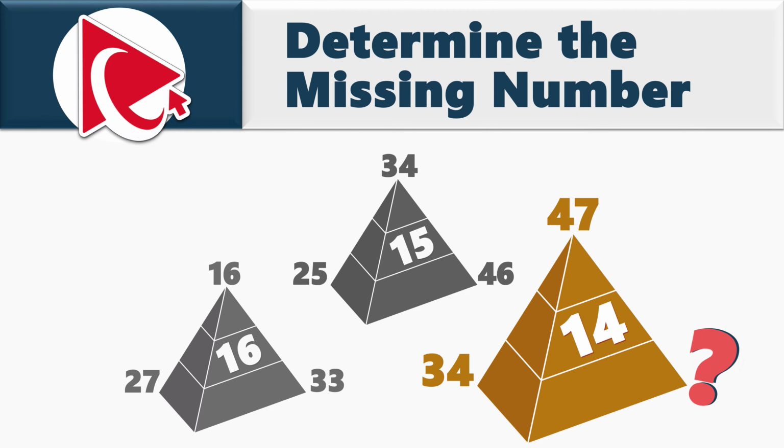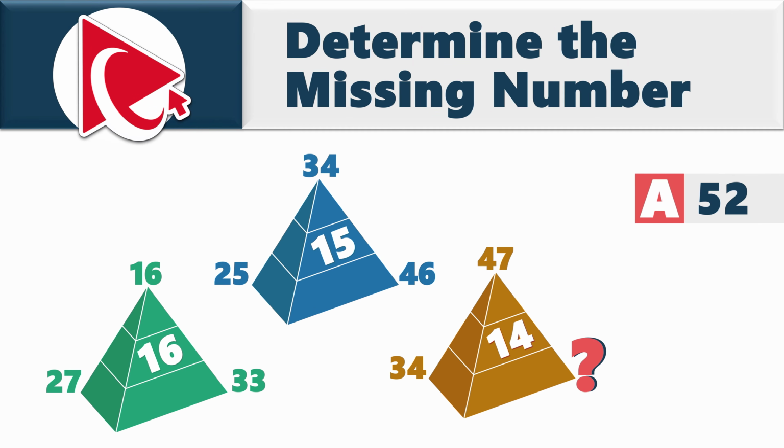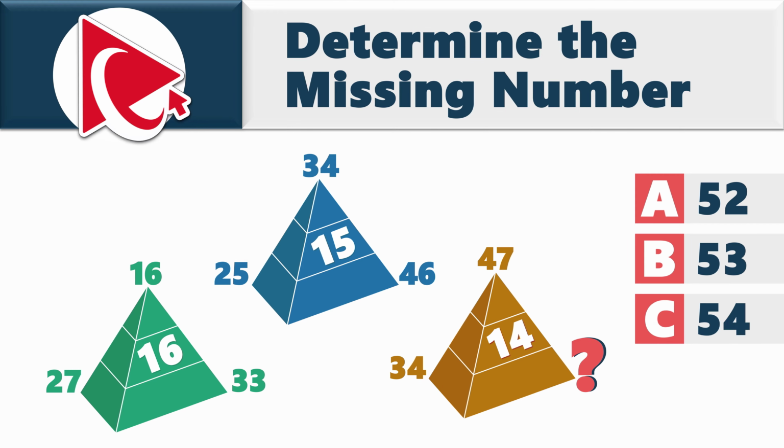then comes the missing number, which you need to determine and select out of 4 possible choices. Choice A, 52. Choice B, 53. Choice C, 54. And last but not least, choice D, 55. Take a close look to see if you can come up with the answer.